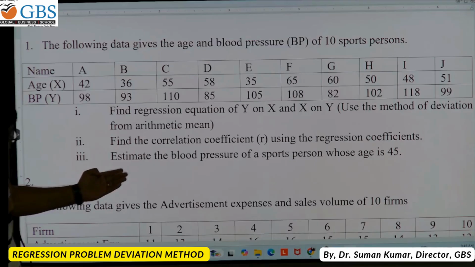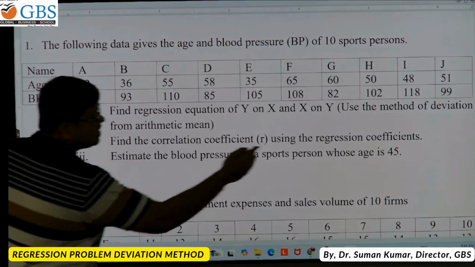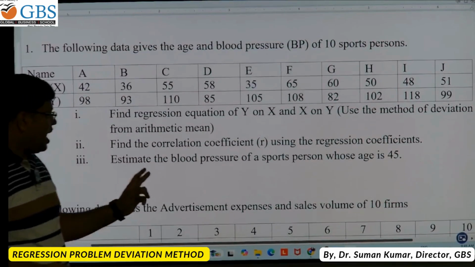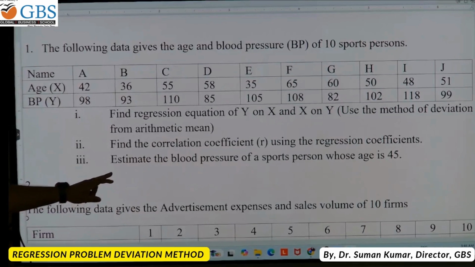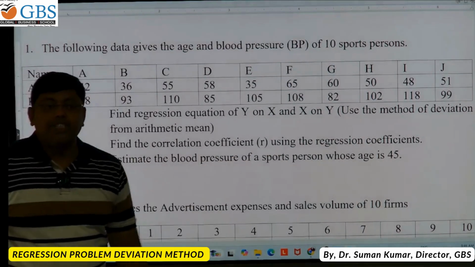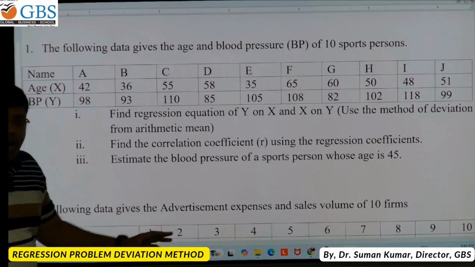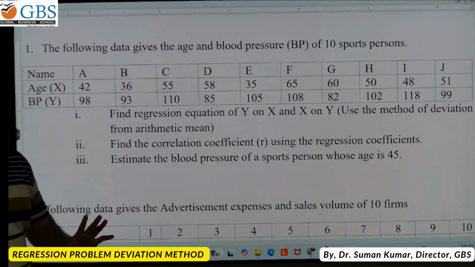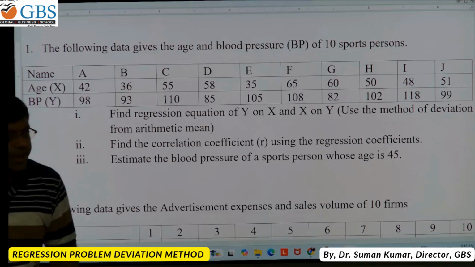And even the third one, estimate the blood pressure. They are asking y when x is given. Which equation are you going to use? When they ask y by giving x, you should use y on x. If they ask x by giving y, you need to use x on y. Are you understanding?